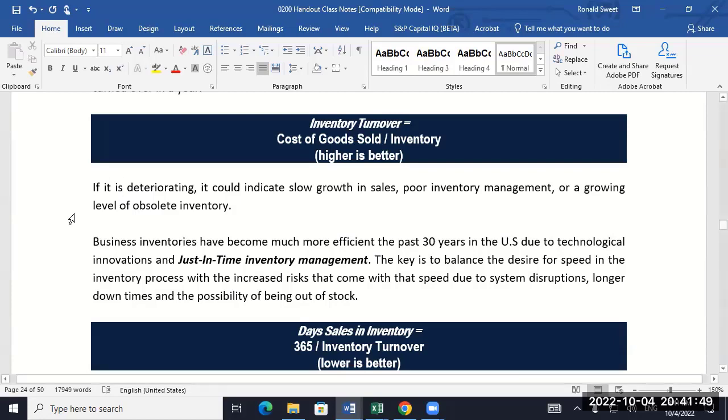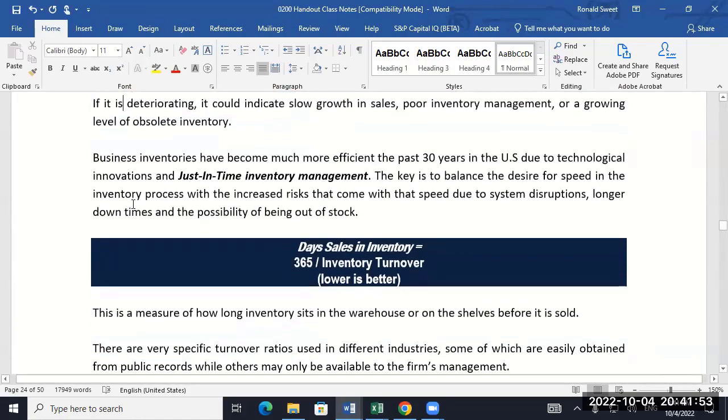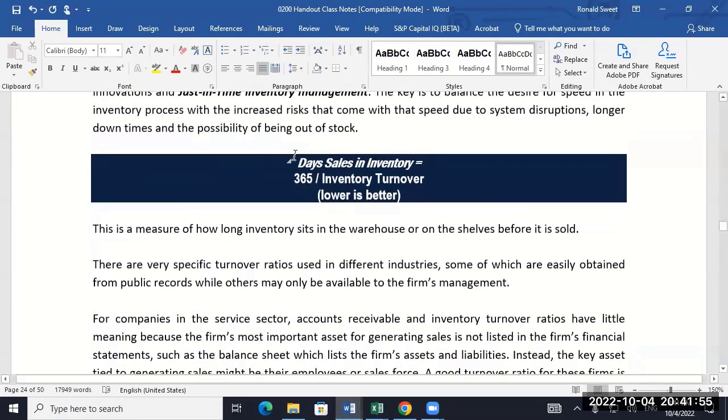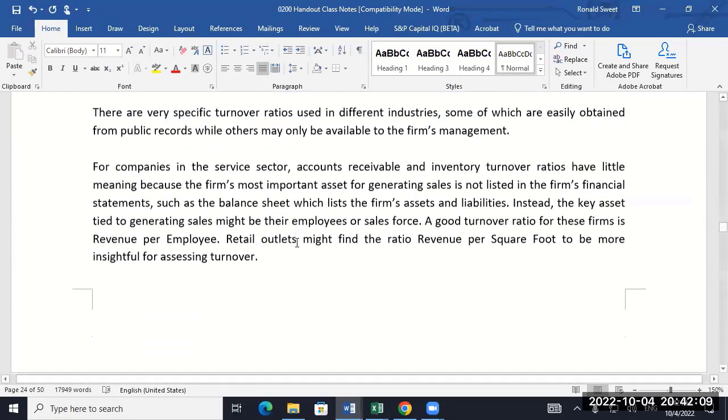It's not easy for management to figure these things out, but they have to make a decision and then it shows up. And then you have days sales in inventory. That can also be a very good ratio to do. You do 365 divided by the ratio. You want that ratio coming down. You want inventory turnover going up, and you want the days in inventory coming down. Those are both ratios you could add to your paper.